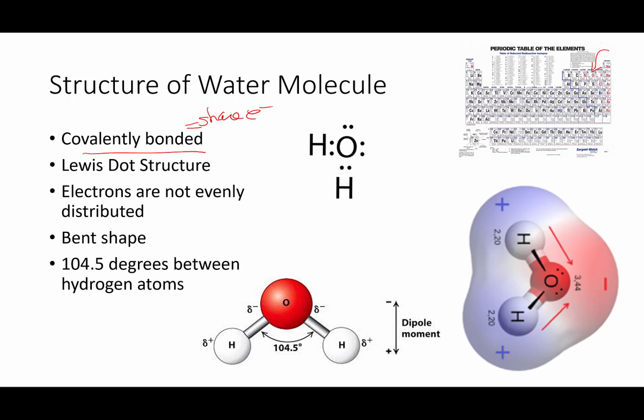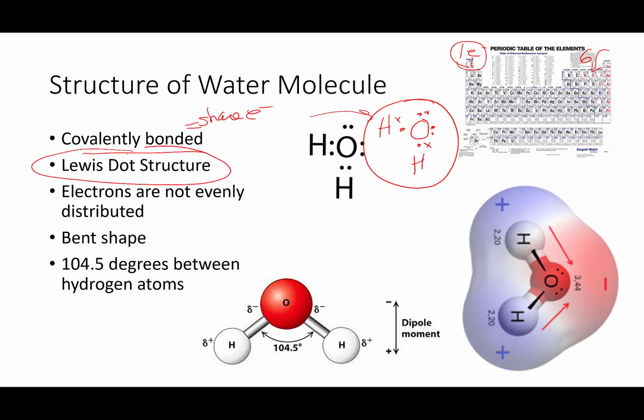Oxygen is a group 16 element. That means it has 6 outer electrons. Hydrogen is a group 1 element with 1 outer electron. And so oxygen, with its 6 outer electrons, is going to go around like this. Hydrogen has 1 outer electron. And when the water molecule is put together, it comes up with a structure that looks sort of like this. This is the Lewis dot structure for a water molecule.